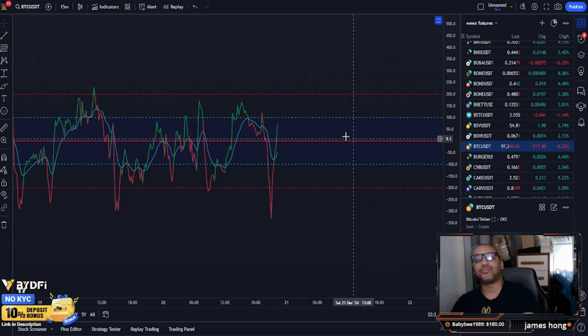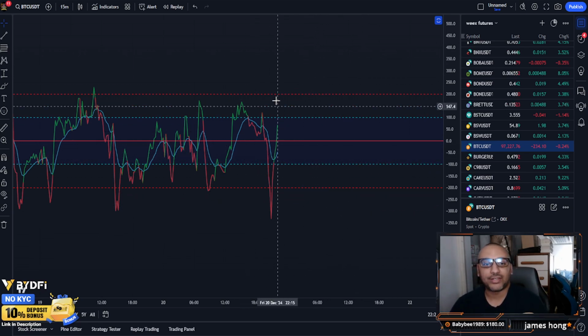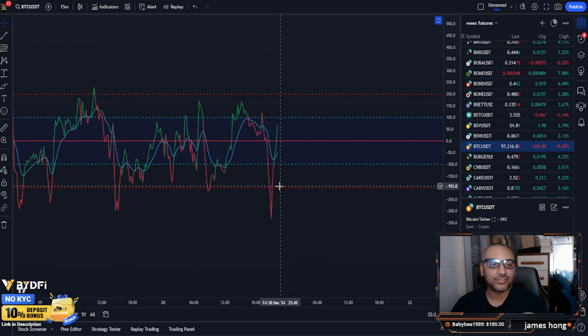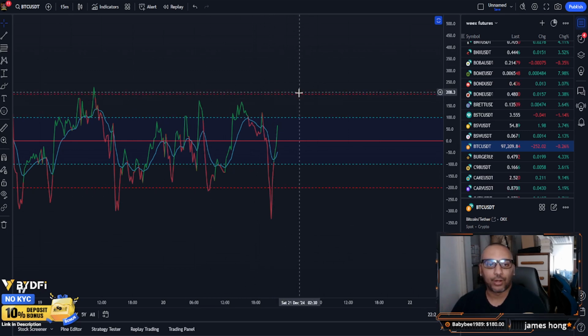But what I like to use this thing for is for entries into trades. So anytime you drop below this red line down here, that means you are oversold, and there is likely to be a change in direction in the price. If you're above the top line, that means you're overbought, likely to see a change in price.